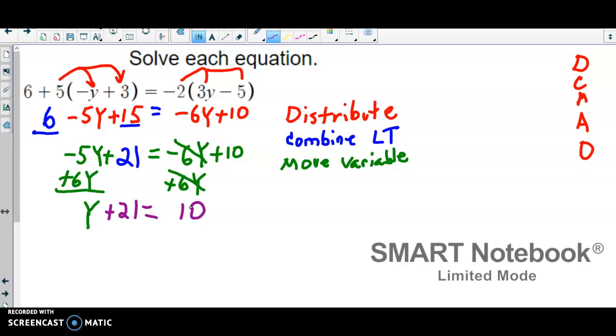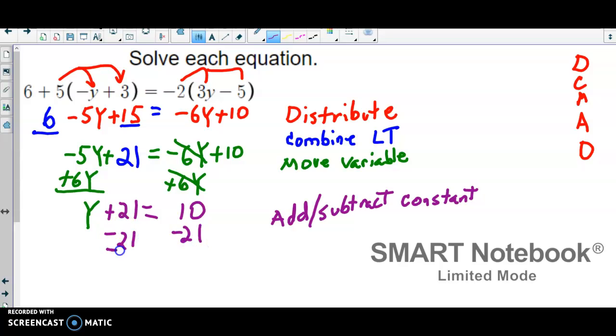Now I'm going to go to my add or subtract the constant. Okay, so that's my 21. So I put my minus 21, because remember I have to do the opposite. Purpose is to get rid of that, so I isolate the y.